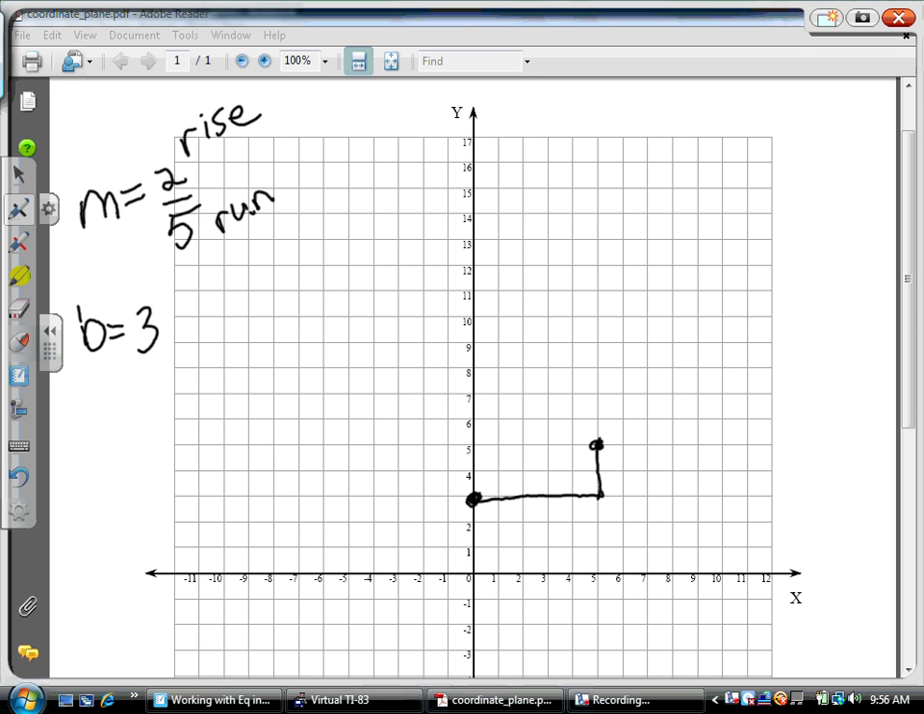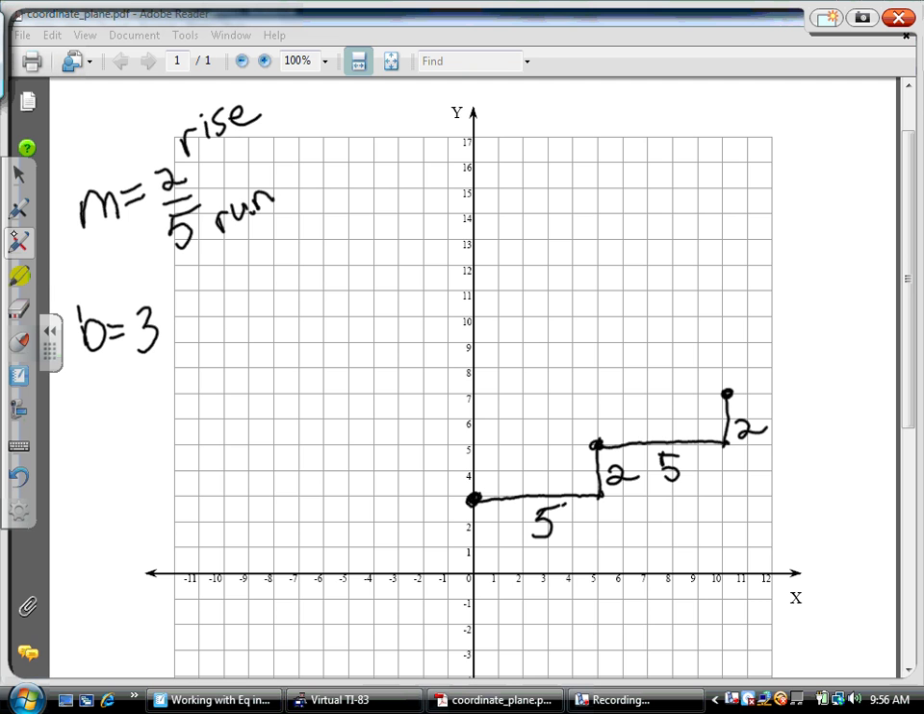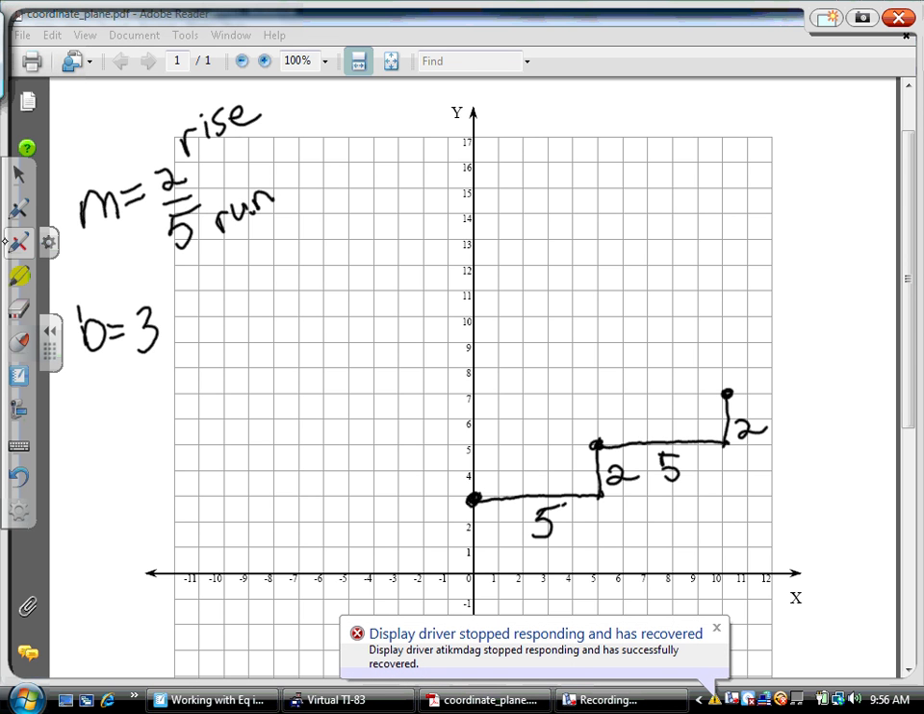Now I'll graph another point, just to make sure we have a straight line. So we will run 5 and rise 2. So we had a run of 5, rise of 2, and again a run of 5, rise of 2. Now I'm going to draw a straight line using those points.